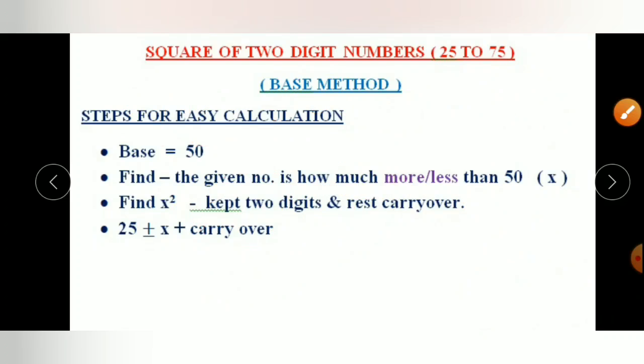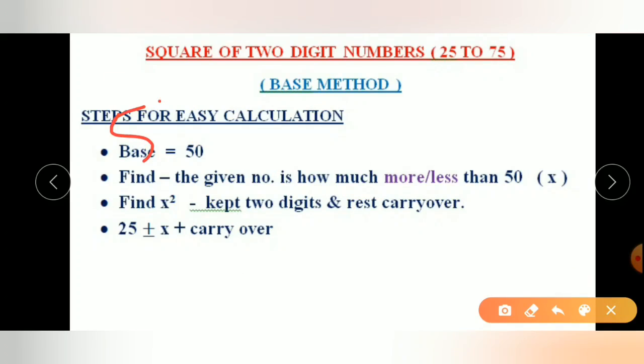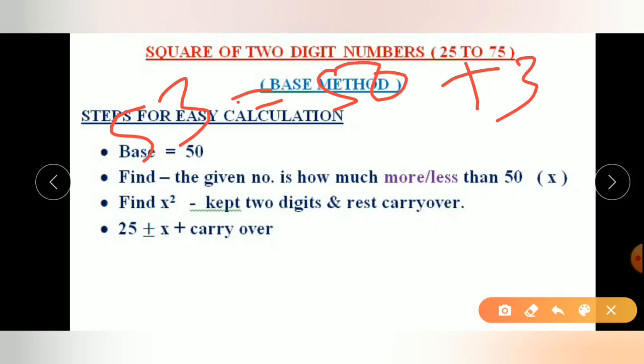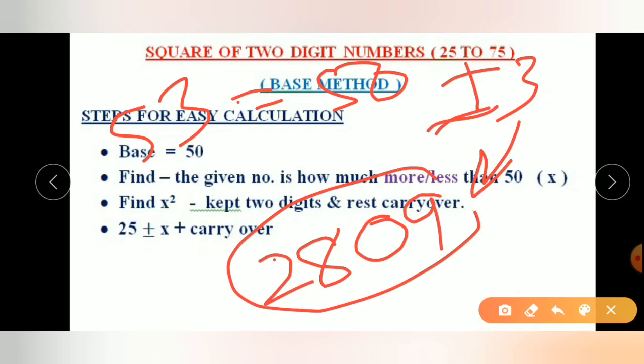Let's take more examples. I have to find the square of 53. Here 53 equals 50 plus 3. It is more than 50. So first step, the square of this 3. Second step, I will add this 3 to 25. That is 28.